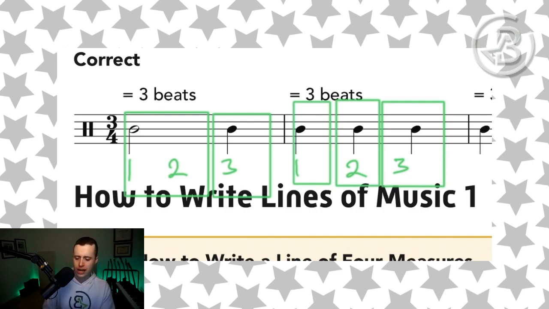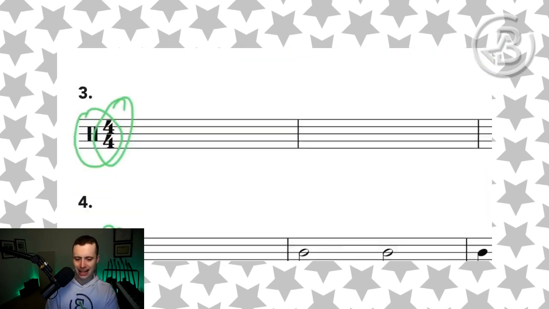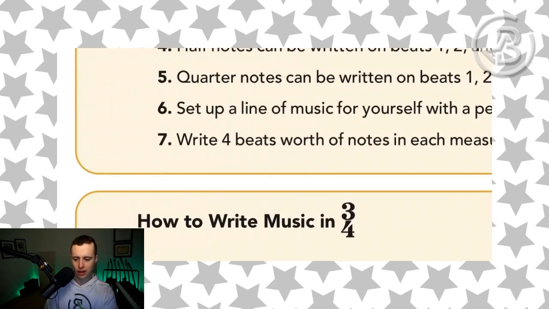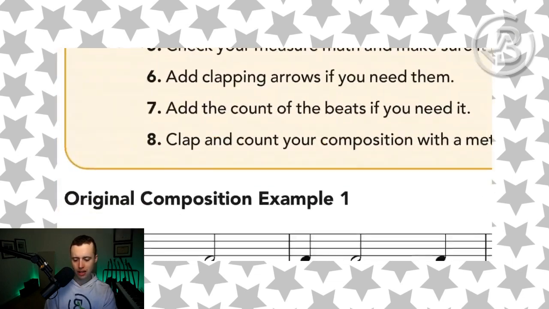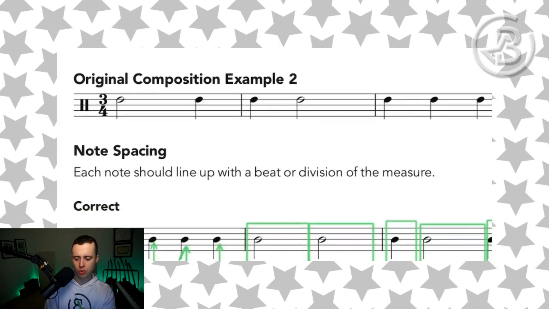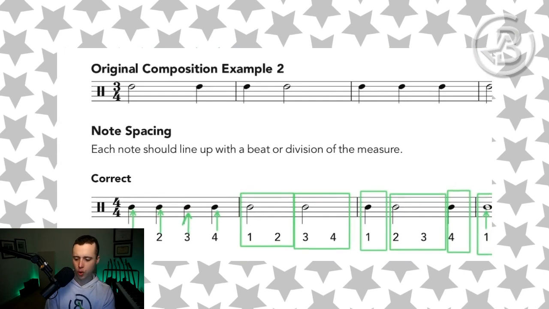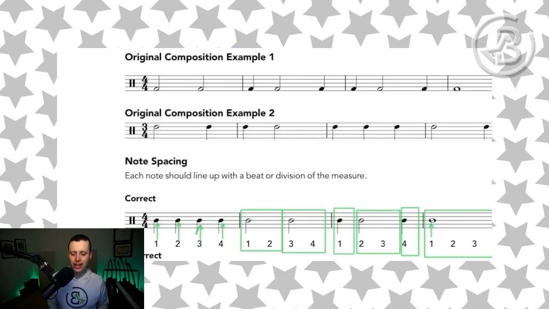So what you're trying to do with note spacing is, in addition to showing the rhythmic value of the note, so you're not just showing the whole note, the half note, the quarter note, you're also showing how long each one lasts compared to the other.